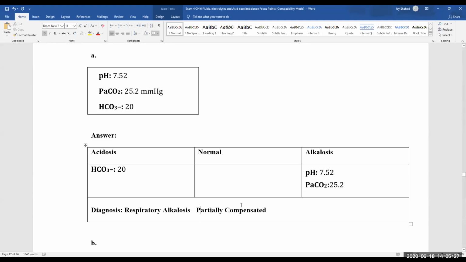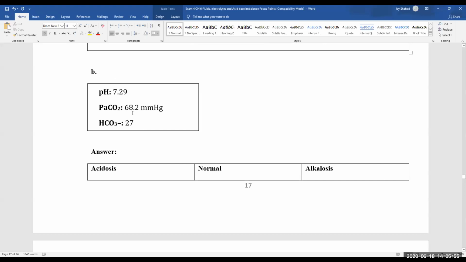So when the pH is not normal, that would be a good indication that it's partially compensated? If it's within the normal range, between 7.35 and 7.45, it's fully compensated. If it's just close to normal, but not within normal, it's partial. Thank you. You're welcome. All right, let's do this one here.